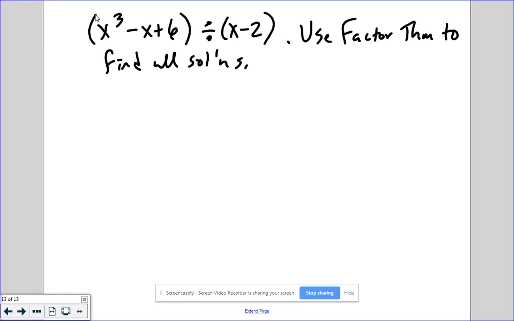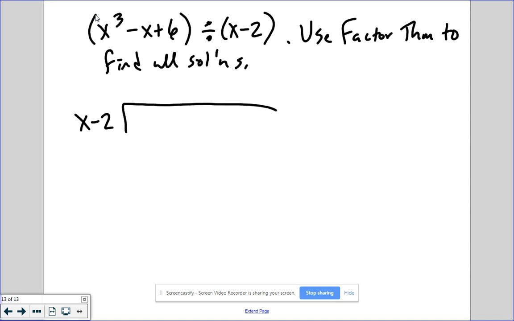Okay, so we're going to try and use factor theorem here to see if this works. Again, you have two options when you're doing this. You can either do polynomial long division or synthetic division. How many of you prefer polynomial long division right now? Writing out everything. Okay, all right. So we'll do it both ways.